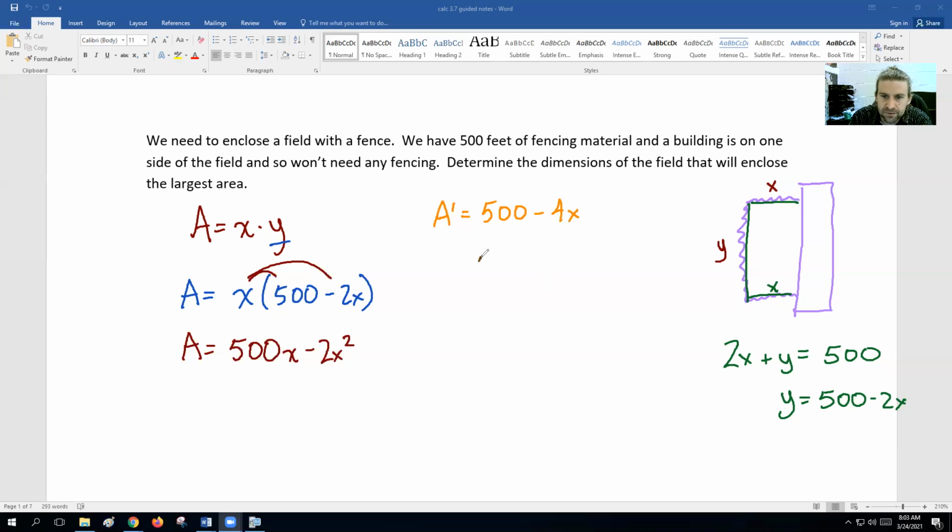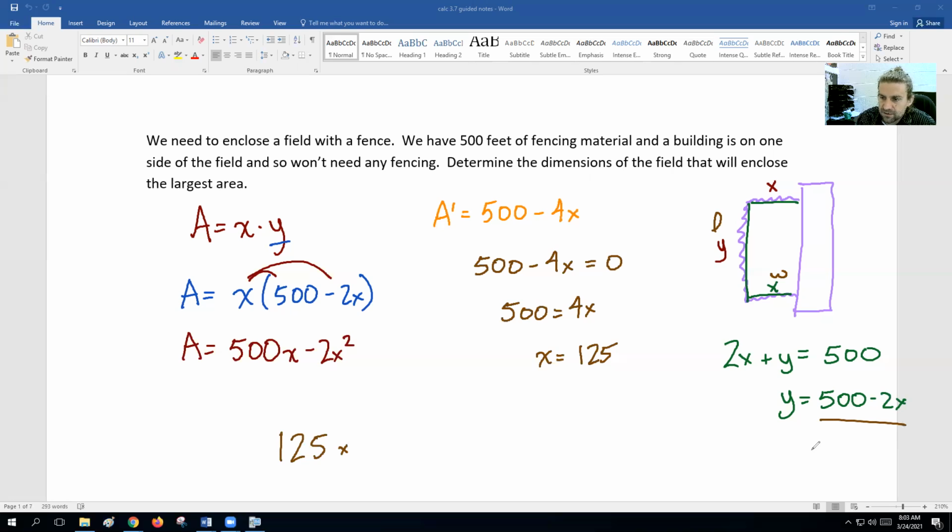Remember, any derivative, we're going to try to set it equal to 0 to find the minimums or the maximums, the critical numbers. So what does 500 minus 4x equal 0? Well, that's when 500 equals 4x, or when x would equal 500 divided by 4, which is 125. So it does say determine the dimensions, and we can call this the width, and that's the length if you want. But basically, this is going to be 125 by, and then we just got to plug that in. So what would be 500 minus 2 times 125? What's 500 minus 250? That'd be 250.